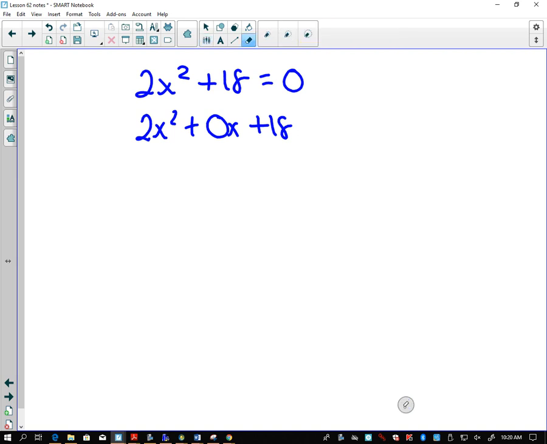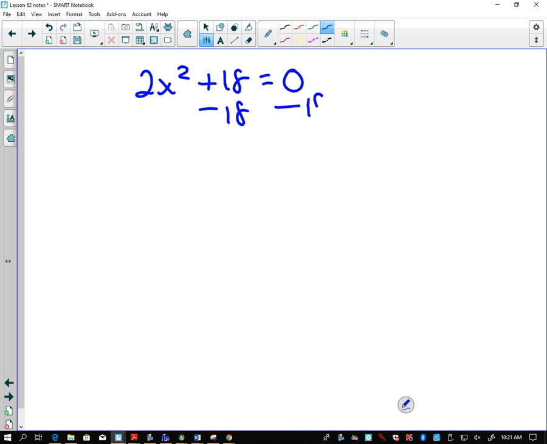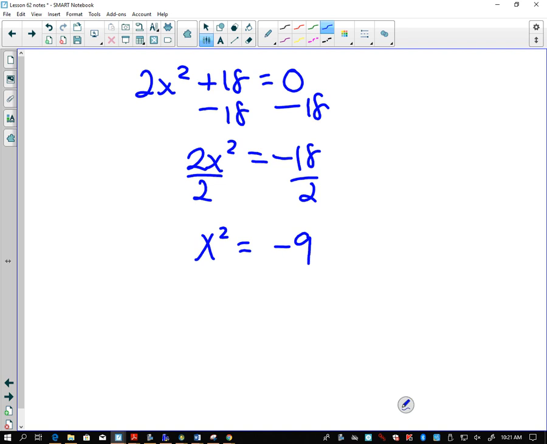Or actually, I think we can do this a little bit easier, because really we just want to solve for x, correct? All we really need to do is isolate x. What would you do to begin doing that? Subtract 18 from both sides. So we have 2x squared equals negative 18. What would you do now? Divide by 2. So you're getting x squared equals negative 9.